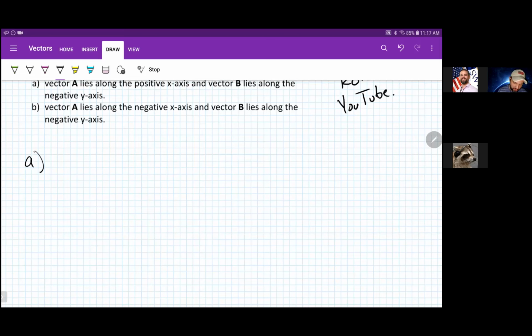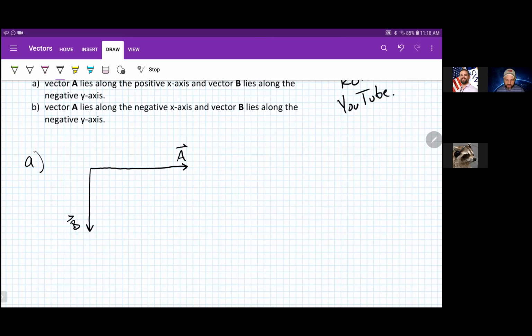Okay, we don't need to know anything about the numbers. We just care about the direction, and that's very easily done with the right-hand rule if you know what it is. All right, so it says that the A vector lies along the positive x-axis, so it doesn't matter what the magnitude is for this particular problem. I just know that A is going in that direction. And then it says B lies along the negative y-axis, so it's going down. That's my B.